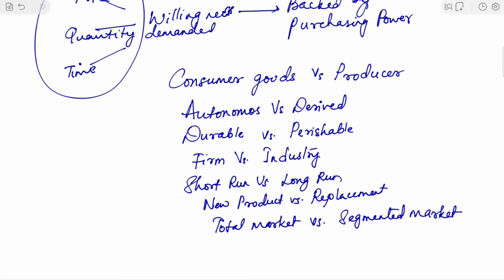Similarly, demand for durable goods is also there. Demand for perishable goods is there. Demand for a firm is different from that of an industry. Short run and long run demands would be there. Demand for a new product versus the demand for replacement.